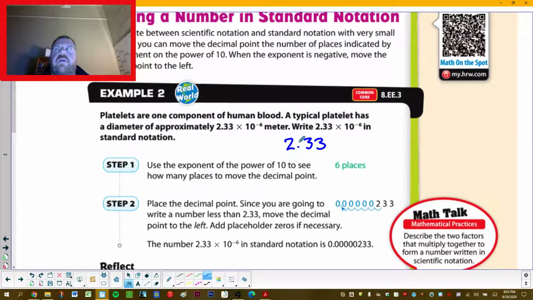Now again, remember that these are very, very small numbers. That doesn't mean negative numbers. We're not talking in negative number language here. We're actually just talking about the size of the number, whether it's close to zero being very small, or huge, like in the millions, trillions, that kind of thing. That would be the bigger numbers. So this number is going to be very, very close to zero. So 2.33, I want to move it six times.